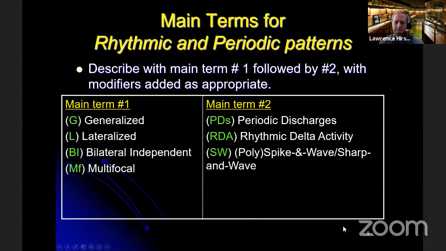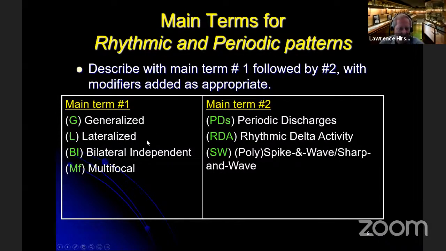All right, so let's get to the meat of the terminology. So it's quite simple. There's 2 main terms, main term 1 and 2. Main term 1 says where the pattern is. Main term 2 tells you what the pattern is. So these are the 4 terms for describing the location.